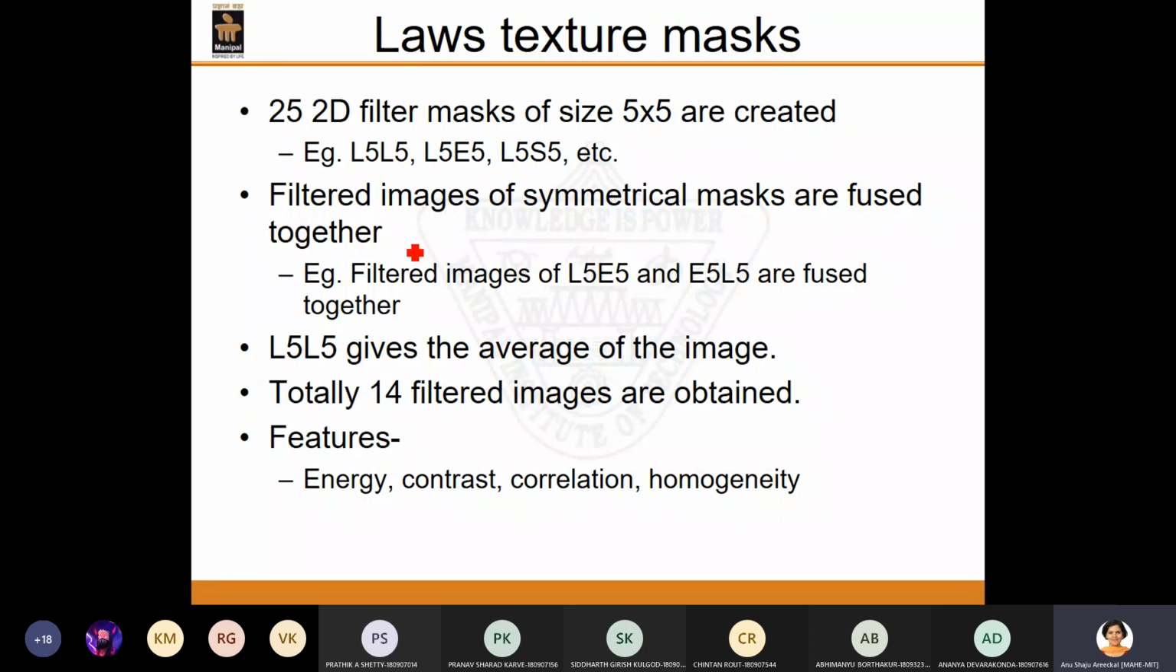Now, from these 25 filter masks, just like we discussed in the GLCM matrix, there are masks which are symmetrical and can be combined together. For example, the filtered images we get from L5E5 and E5L5 can be fused together to form one image. When you fuse all the symmetric masks together, you get 15 filter masks.